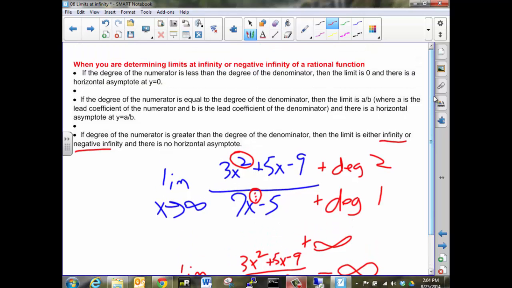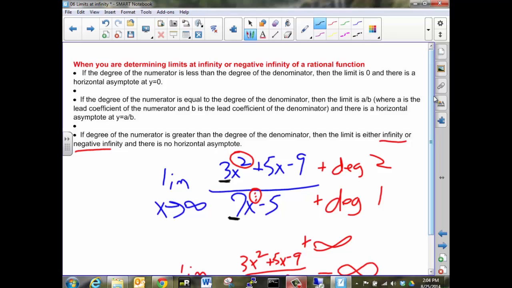Okay? So, if the degree in the top is larger, numerator is larger, we're going to infinity. If the denominator is larger, we're going to 0. If they're the same, it's the lead coefficient over the lead coefficient. This is the lead coefficient. The lead coefficient is not the first one. The lead coefficient is the one with the highest degree. So if I turn this around and make it negative 5 plus 7x, the lead coefficient is still 7 here, okay? It's the one that goes with the highest degree.